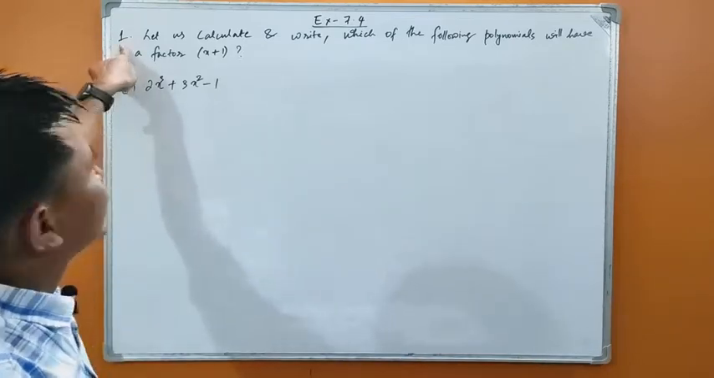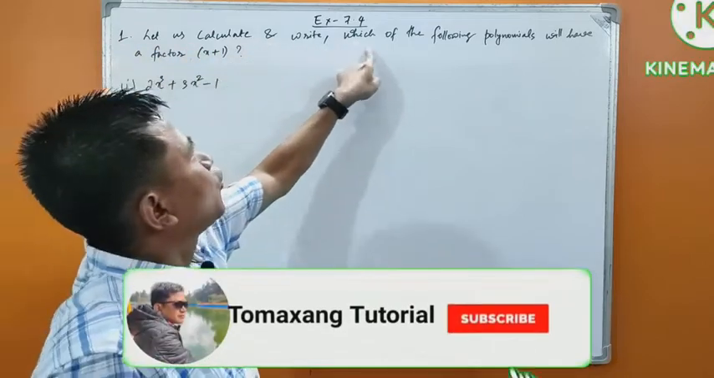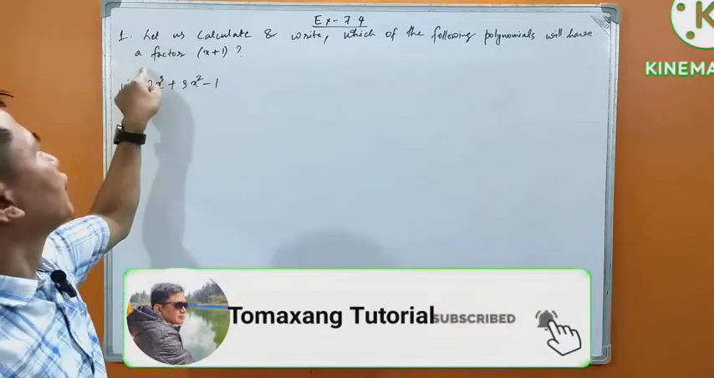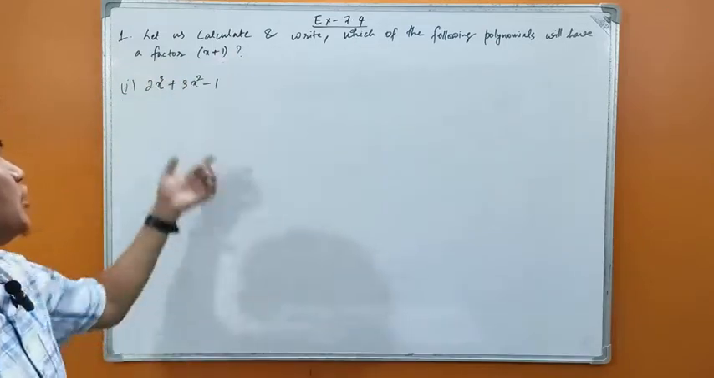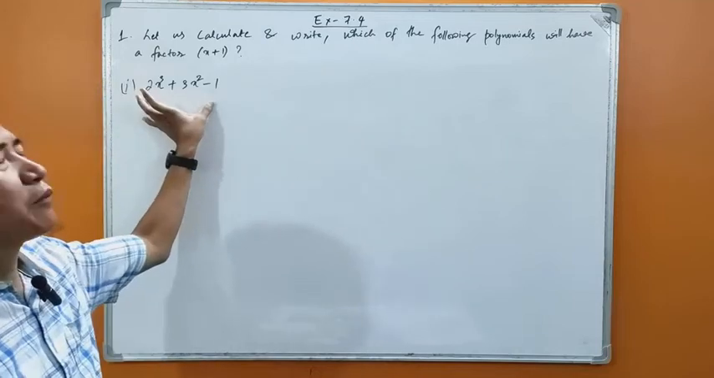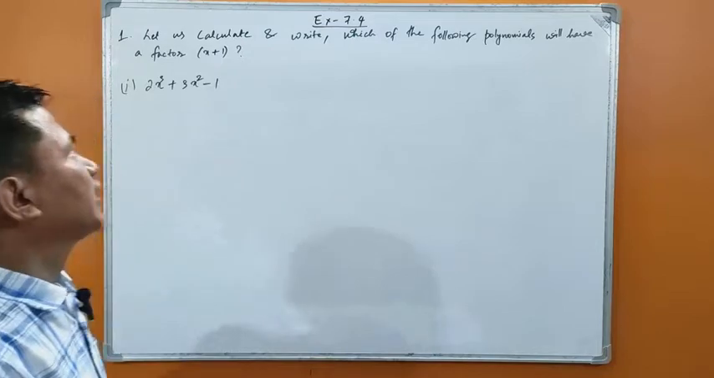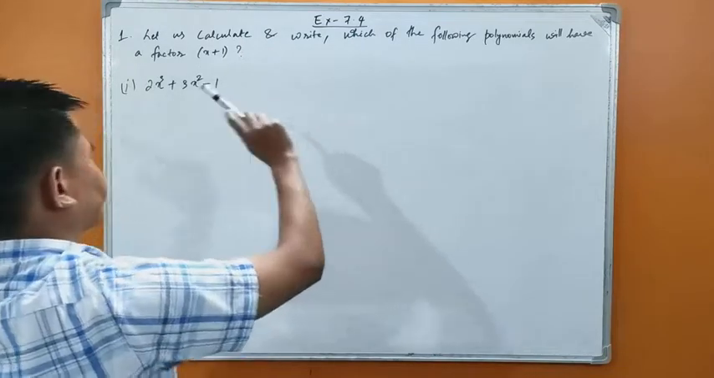Question number 1. Let's read out the instruction of the question first. Let us calculate and write which of the following polynomials will have a factor x plus 1. We have 6 questions. I have just copied question number 1. First we will solve this question and then 2, 3, 4. Okay, let's solve this question.